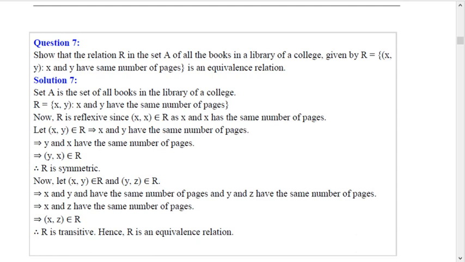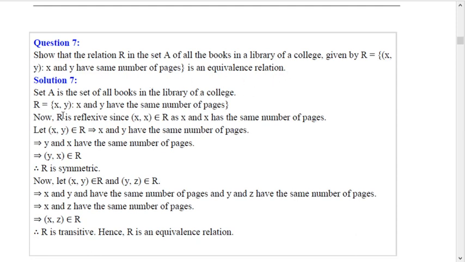Question 7. Show that the relation R in the set A of all the books in the library of a college, given by R = {(x, y): x and y have the same number of pages}, is an equivalence relation. For an equivalence relation, the relation must be reflexive, symmetric and transitive. If all these three conditions are followed, then the relation is an equivalence relation.